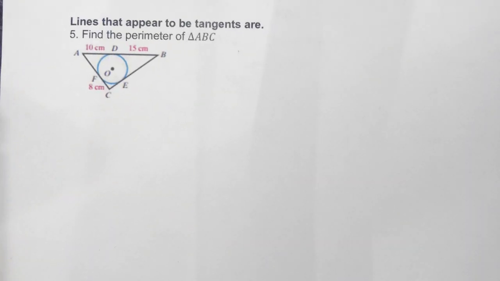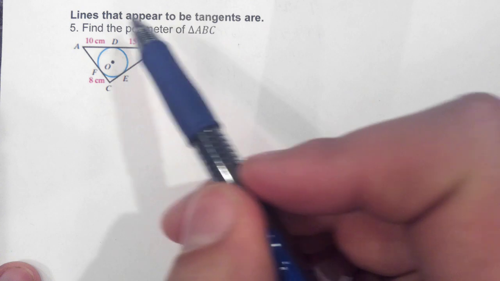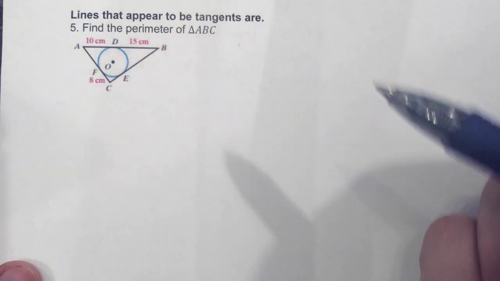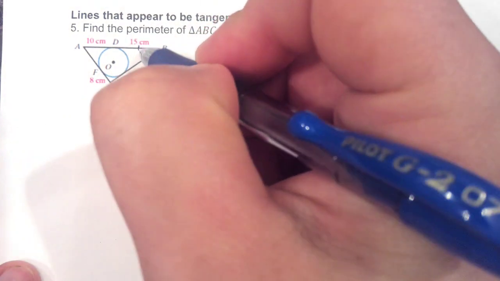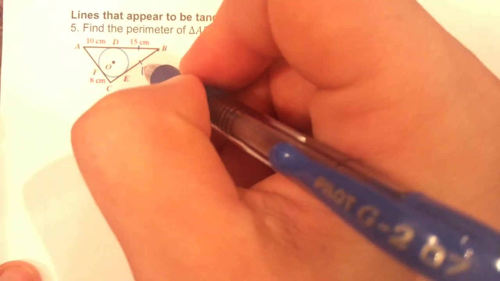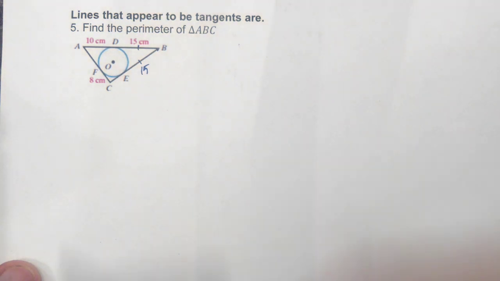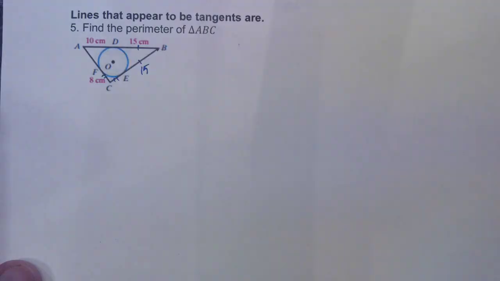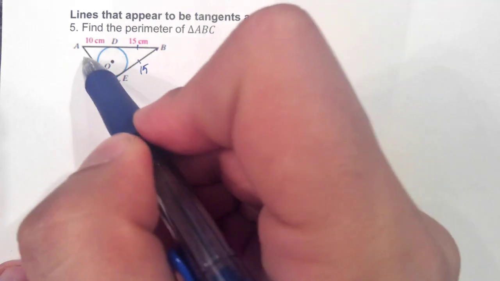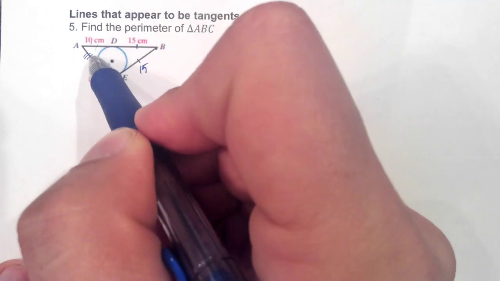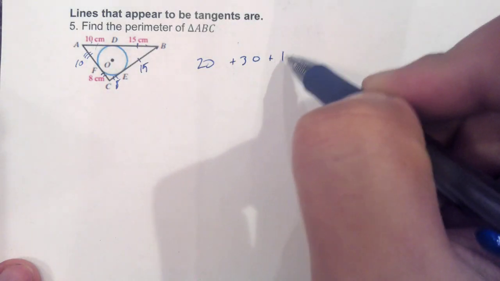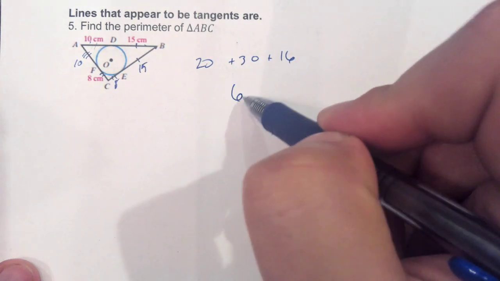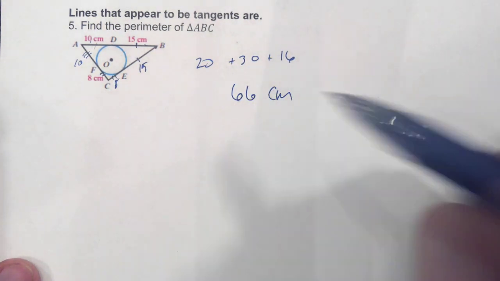Okay. Again, here, these are tangents. Find the perimeter of triangle ABC. This is very, very simple. Remember, if you have a point outside of a circle, then these 2 pieces are congruent. So if that one's 15 up there, this one's 15 down there. If this piece right here is 8, that piece down there is 8. If this piece is 10, this piece is 10. So we've got 10 and 10 is 20, 15 and 15 is 30, 8 and 8 is 16. Put those together, 66 centimeters is the perimeter.